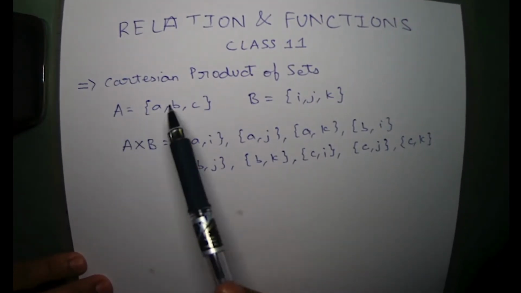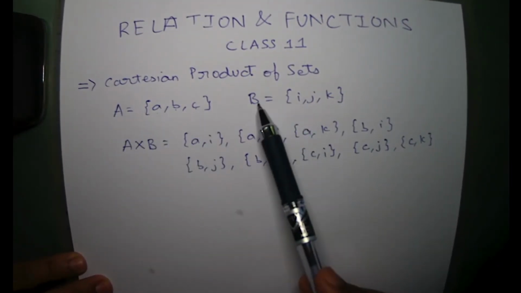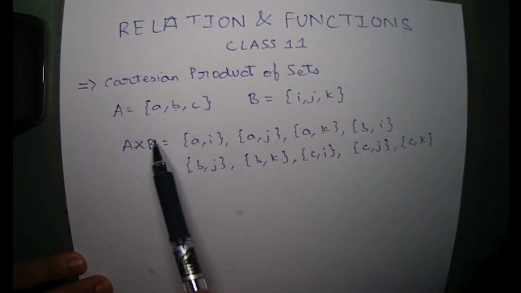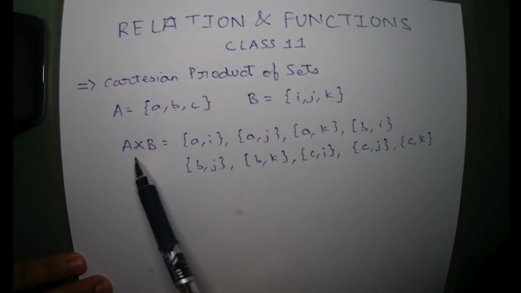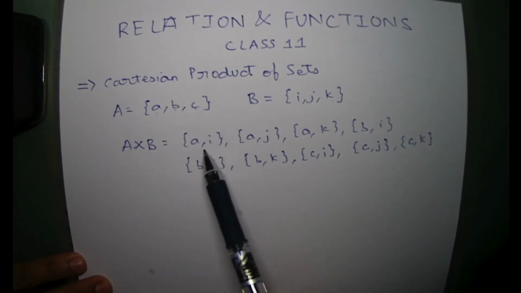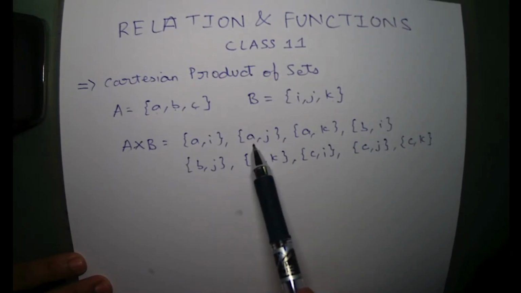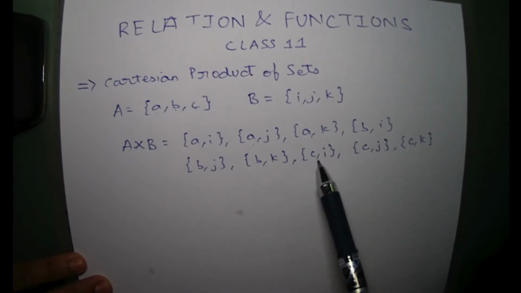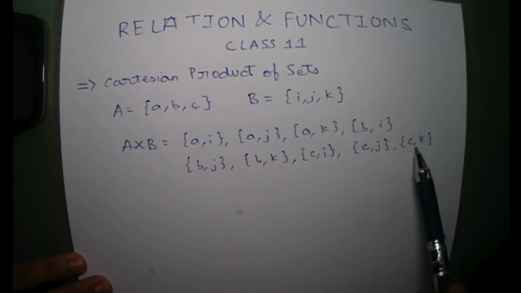Let's take sets A, B and C, and let B equal I, J and K. So A cross B is the representation of the product. This represents the Cartesian product of sets A and B. The answer to this product is the following sets: A comma I, A comma J, A comma K, B comma I, B comma J, B comma K, C comma I, C comma J and C comma K.